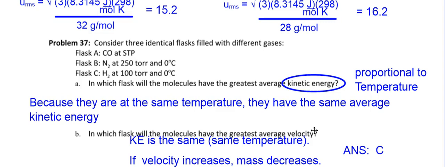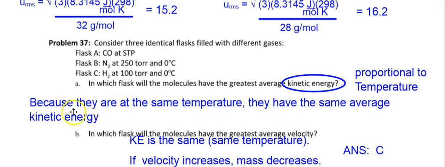So I'll say it once again. Kinetic energy deals only with temperature. So whichever temperature is the highest has the greatest average kinetic energy. But kinetic energy is 1/2 mv squared, and that v is velocity. So now, which one will have the greatest average velocity? The one that is the lightest.